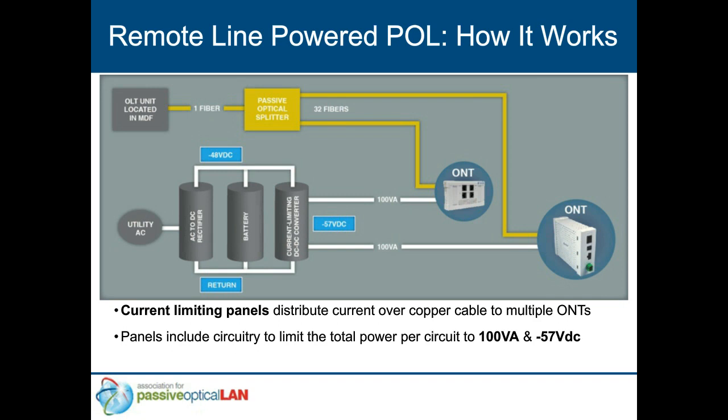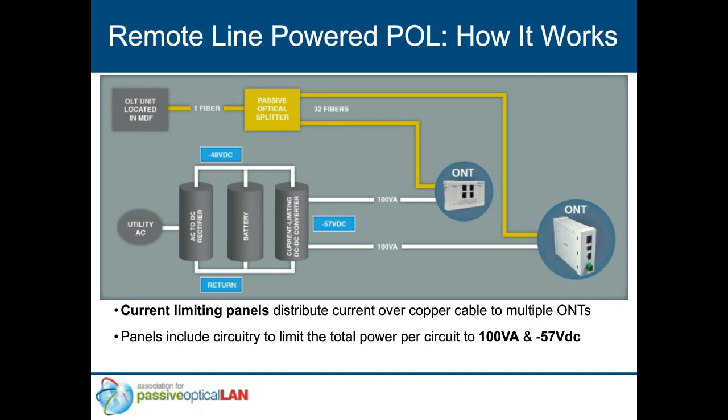The DC-DC converter has current limiting capabilities built into it for distributing the current over copper to multiple ONTs. The current limiting capabilities are provided to ensure that you have no more than 100 VA or 100 watts on any circuit, and that's for safety considerations. The other thing the DC-DC converter does is increase the voltage from a nominal 48 volts to 57 volts. That becomes important, as we'll see later on, to ensure that you have enough voltage to power PoE devices at the end of the circuit.